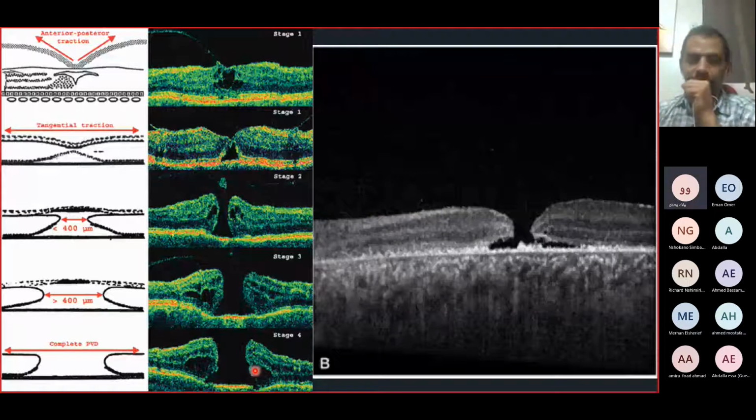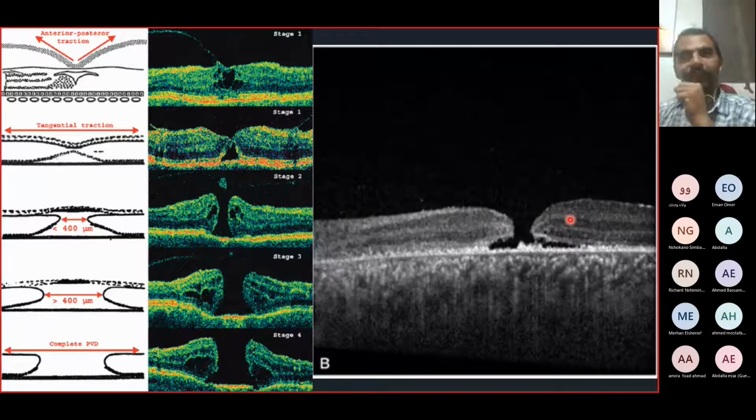Fresh. The fresh one. So if you see a patient like that, you'll say, okay, we will operate, but the percentage of closure will be lower than we expect, because this macular hole has been there for some good time.